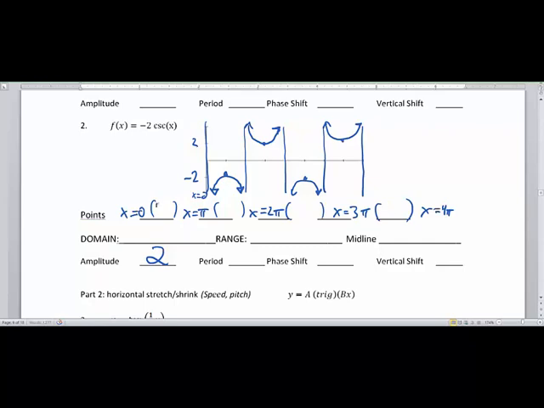This is going to be pi over 2, comma negative 2, pi over 2, 2 pi over 2, 3 pi over 2, 3 pi over 2, comma 2, 4 pi over 2, 5 pi over 2, comma negative 2, 6 pi over 2, 7 pi over 2, comma positive 2.